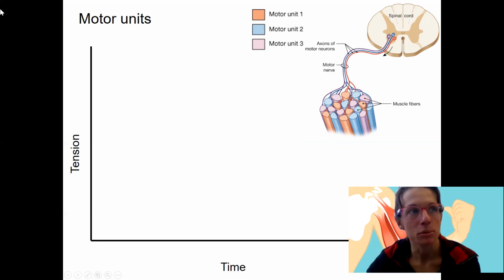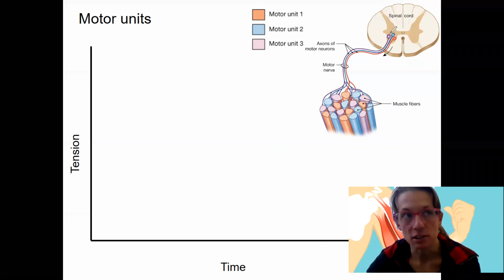And this is another diagram showing motor units. Here, in this case, there are 3 different motor units. Motor unit 1 is red, so I'll actually start with that one. And then motor unit 2 is in blue, and 3 is in kind of purplish. And you can see each motor unit innervates between 4, 5 muscle fibers.